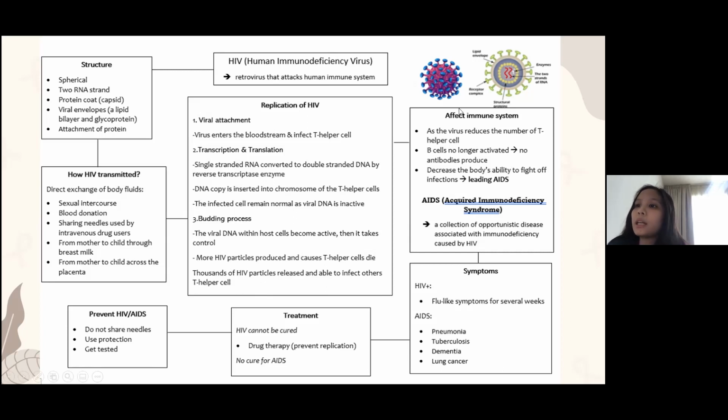So how does HIV affect the immune system? As the HIV reduces the number of T helper lymphocytes, fewer B cells undergo clonal selection and cell expansion to produce fewer plasma cells, and the number of antibodies decreases. So this decreases the body's ability to fight off infections, leading to AIDS, which is acquired immunodeficiency syndrome. AIDS is a collection of opportunistic diseases associated with immunodeficiency caused by HIV.